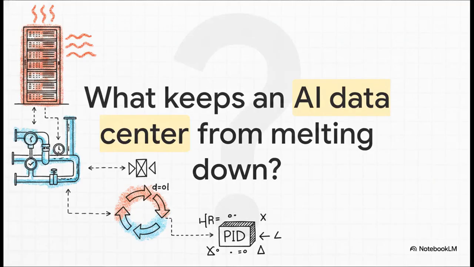What actually keeps a massive AI data center, with thousands of servers running red hot at maximum capacity, from just completely melting down? Or how in the world does an oil refinery maintain highly combustible liquids at the exact right pressure? How do these massive, high-stakes environments maintain perfect stability when under immense, constantly changing pressure? Well, it isn't magic, it's math.